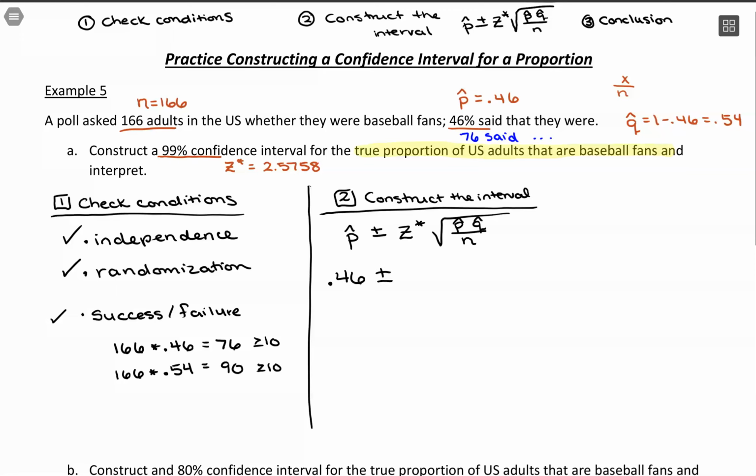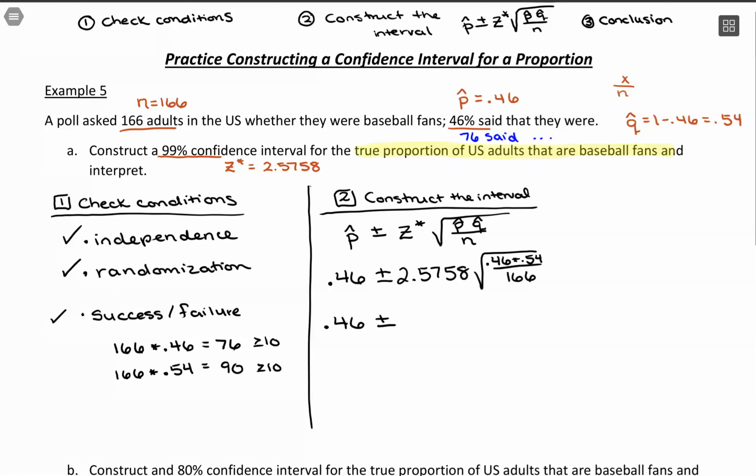All right, our sample proportion is 0.46 plus or minus 2.5758, and then square root 0.46 times 0.54 over our sample size of 166. And like I said in the first video, what I like to do for simplification is find our margin of error, so plugging in everything on this right-hand side.